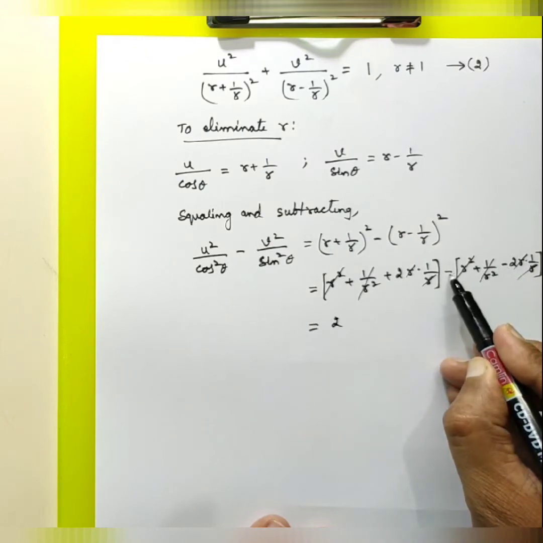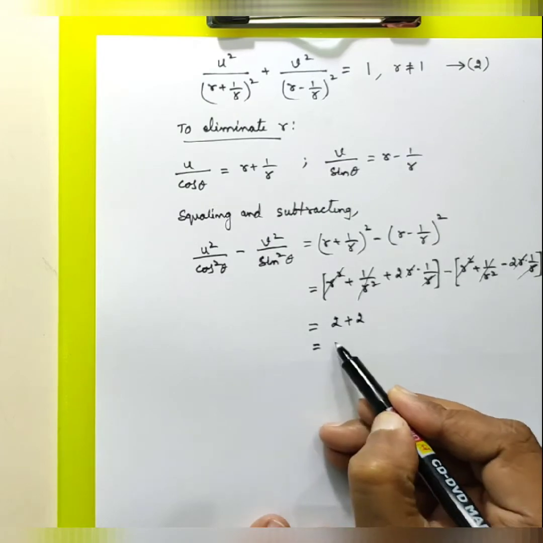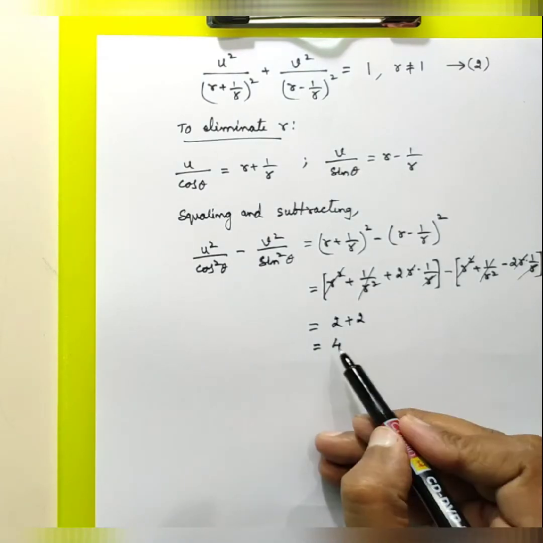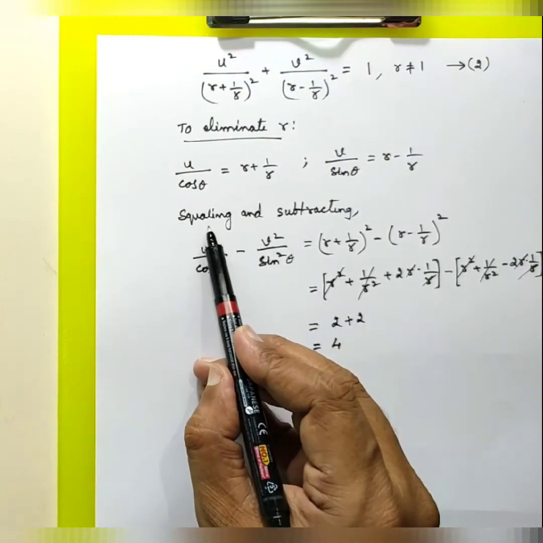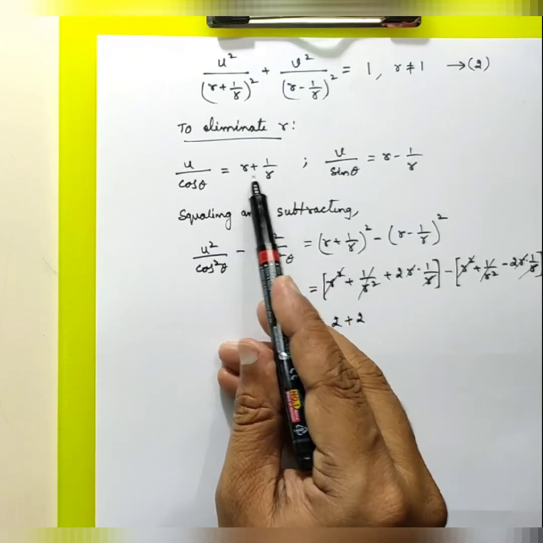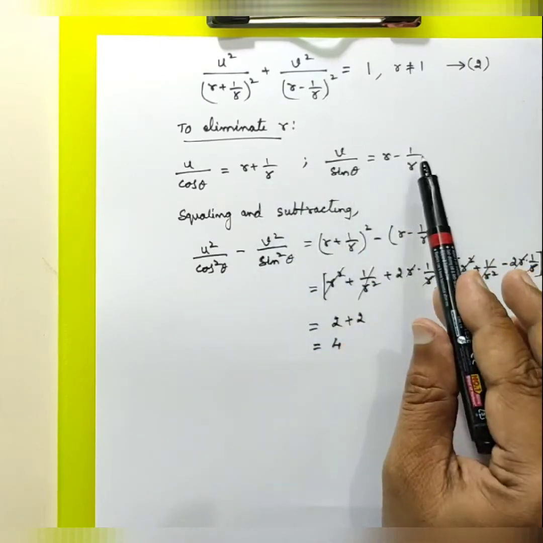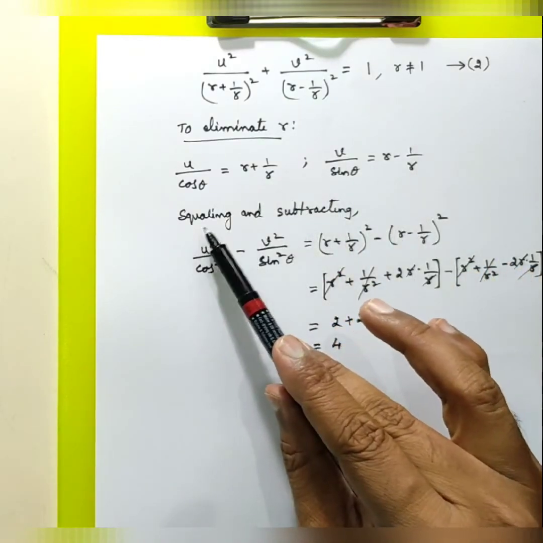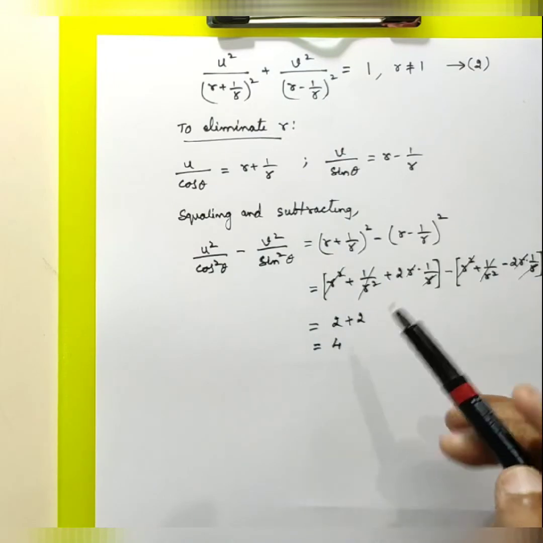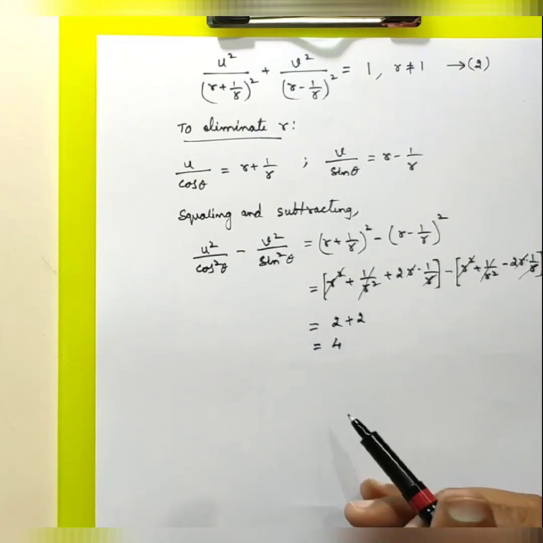But because the minus sign is there, minus of minus will become plus 2. So 2 plus 2 will become 4. Keeping this in mind, you have to square and subtract the value. So you will get this idea because you are getting r plus 1 by r and r minus 1 by r. From this expression you can guess that by squaring and subtracting you get this constant value 4, so that r is being eliminated.